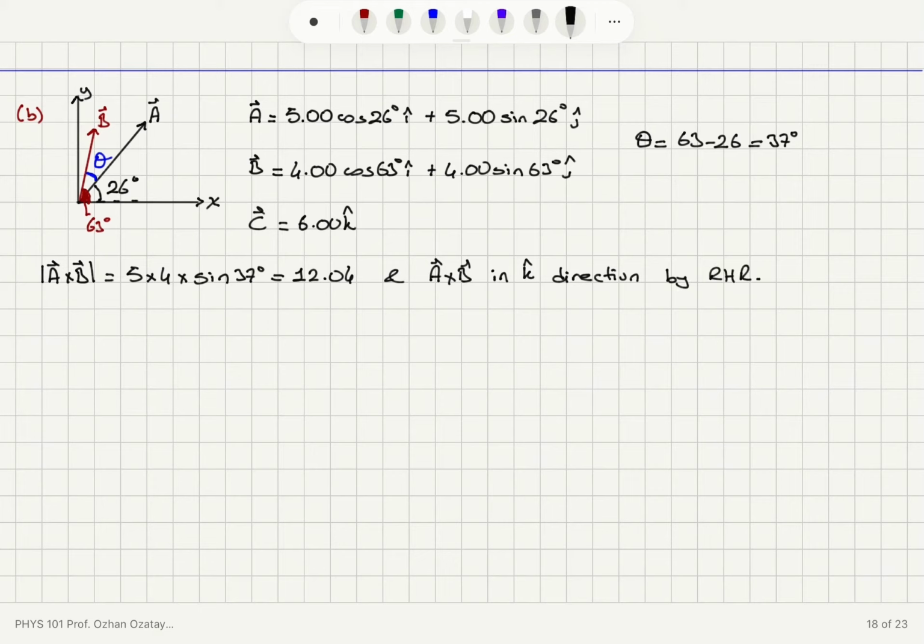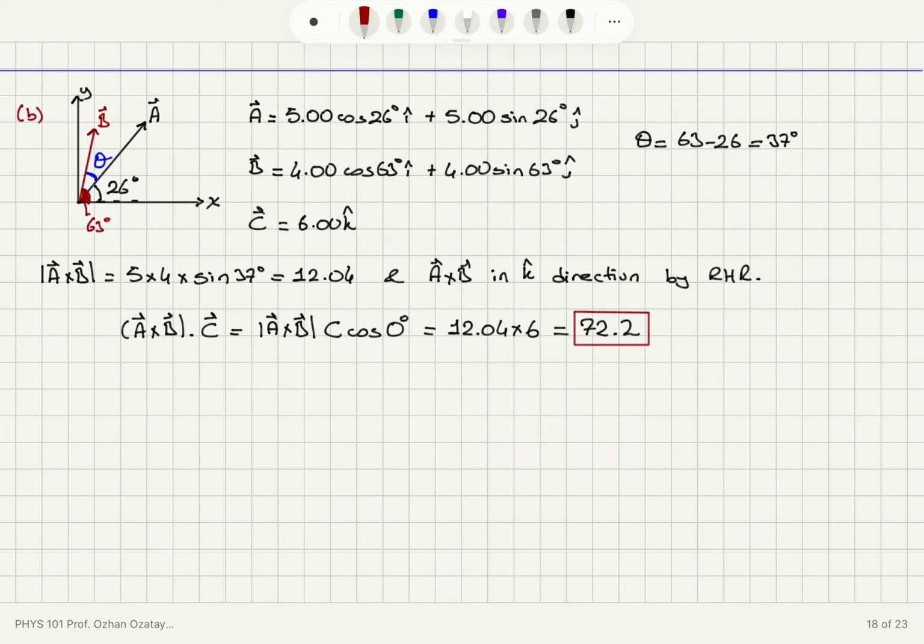Okay, so what is A cross B dot C? That is the magnitude of A cross B, times the magnitude of vector C, times the cosine of the angle between them, cosine 0, because A cross B is in the k-hat direction. 12.04 times 6 gives us 72.2 as our final answer.